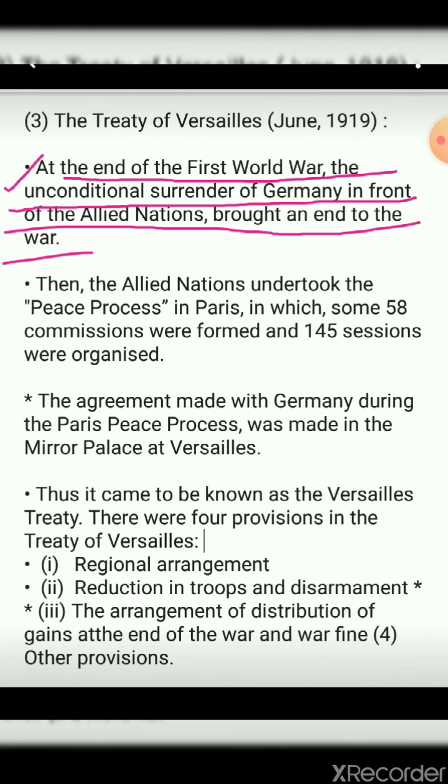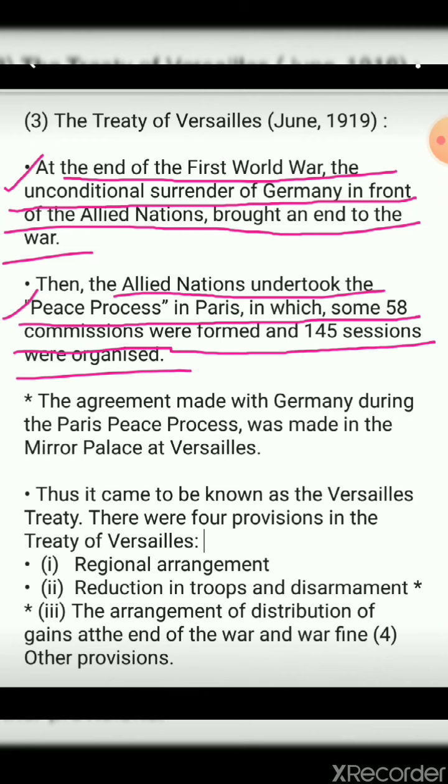Then the Allied nations undertook the peace process in Paris, in which some 58 commissions were formed and 145 sessions were organized. Next, the agreement made with Germany during the peace process was made in the Mirror Palace at Versailles.